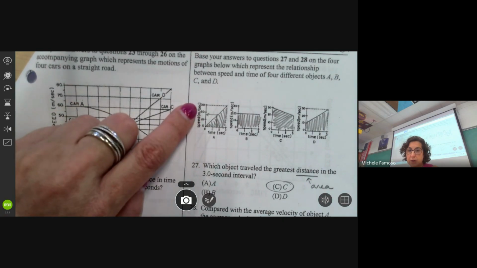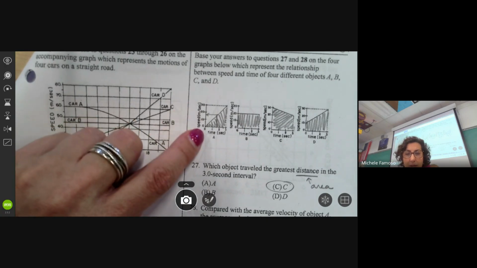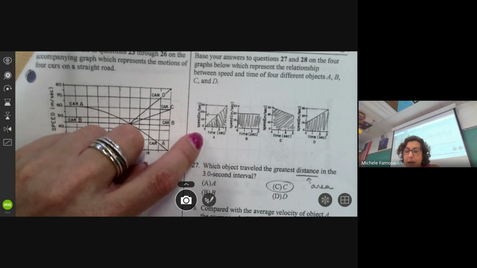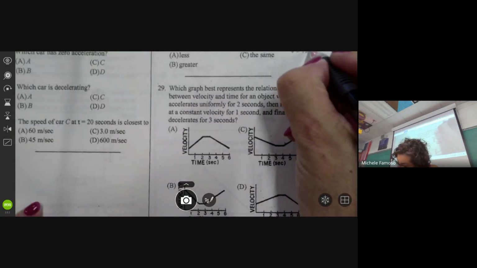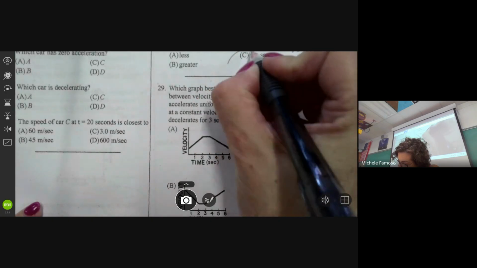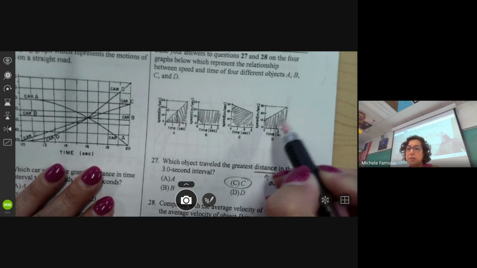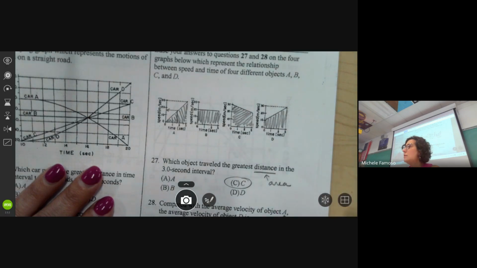It's the average of 0. Actually, is it 17.5? No, it's the average of 0 and 30. What's the average of 0 and 30? 15. So A's average is 15 meters per second. What is it for D? So D starts at 10, ends at 30. What's the average of 10 and 30?